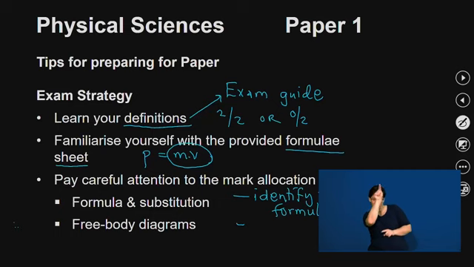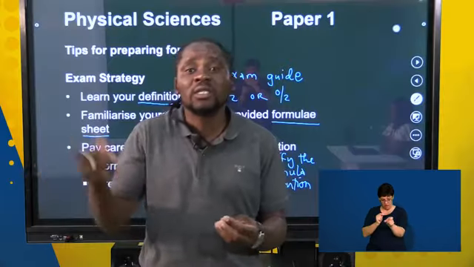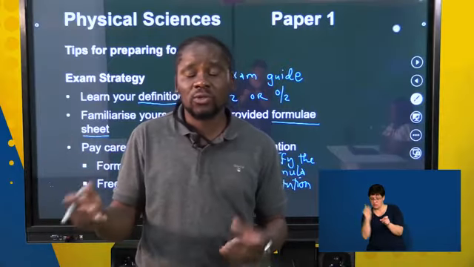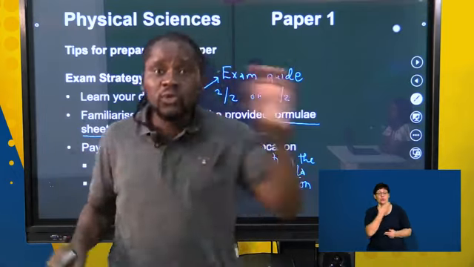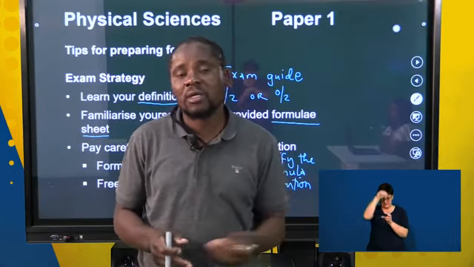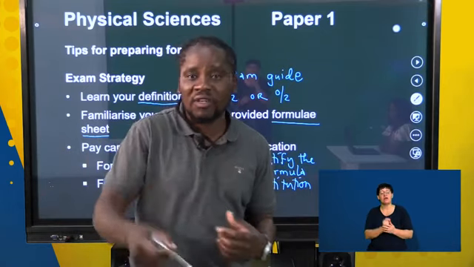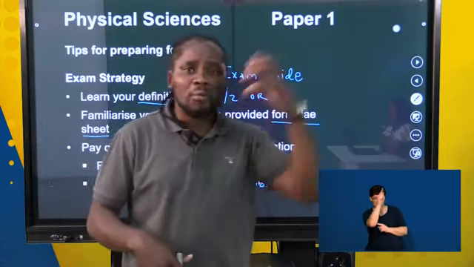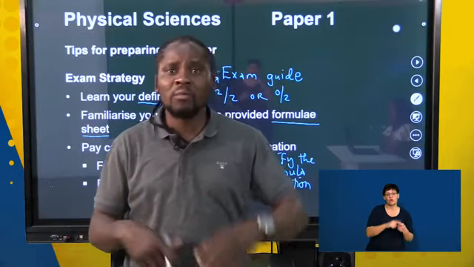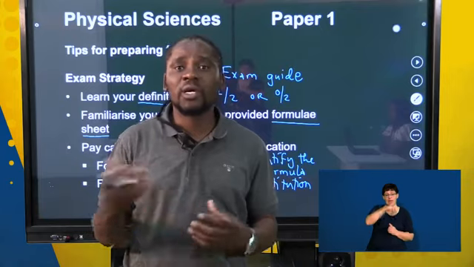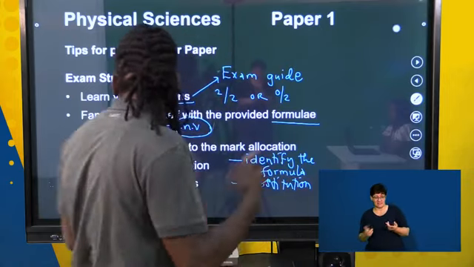And then when it comes to substitution, pay careful attention, grade 12s, to the fact that some of the values of the quantities that are given that you need for the substitution may not necessarily be in SI units. So the SI unit is what you substitute into the equation. Where necessary, you need to do the conversions, say for argument's sake, from microcoulombs to coulombs, milliamperes to amperes. These are just some of the examples that come to mind.